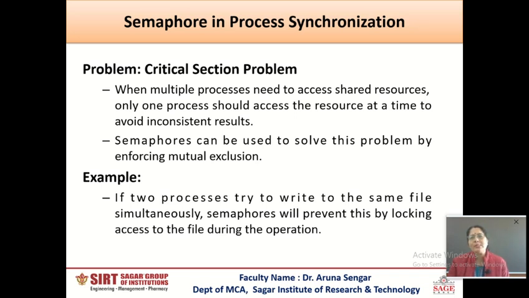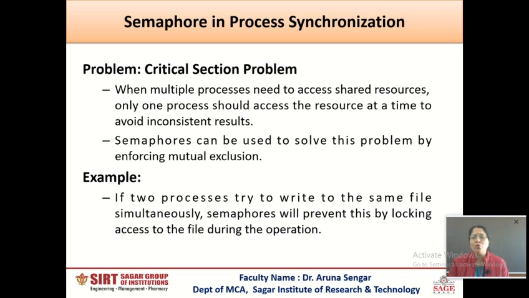And the next problem is the critical section problem, where the operating system uses semaphore. When multiple processes need to access shared resources, only one process should access the resource at a time to avoid inconsistent results. Semaphores can be used to solve this problem by enforcing mutual exclusion. For example, if two processes try to write to the same file simultaneously, the semaphore will prevent this by blocking access to the file during the operation.